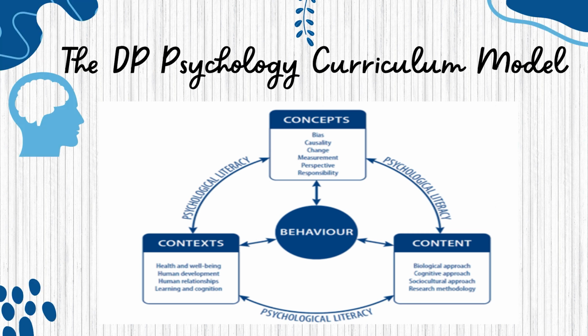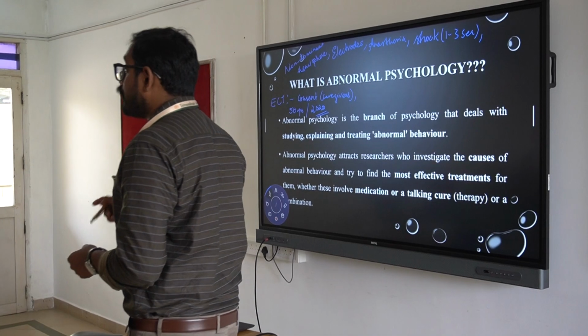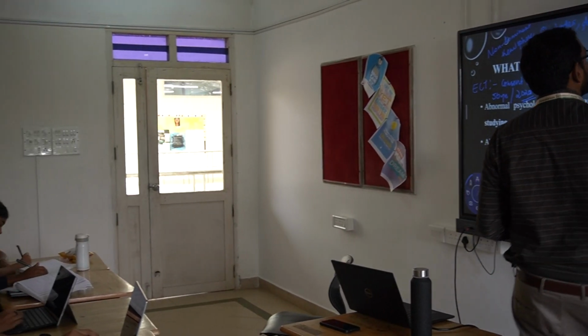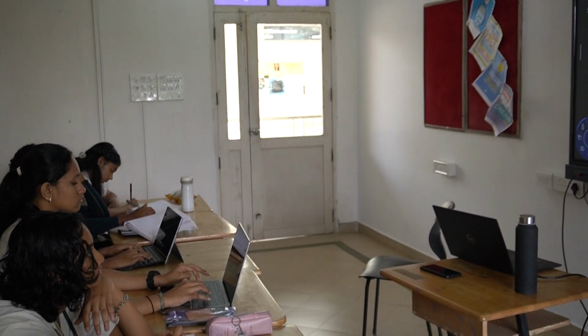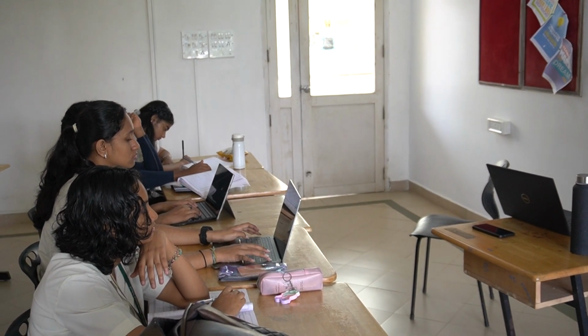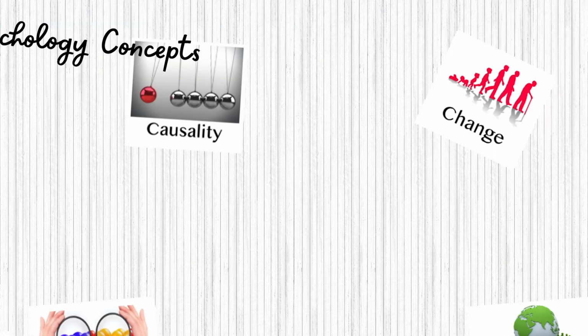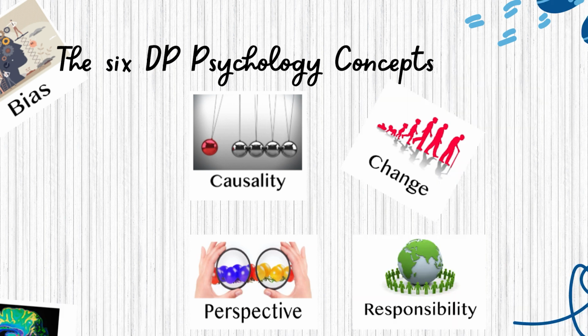The DP psychology curriculum has three pillars: concepts, content, and context. All students are required to study the four contexts or the areas of psychology: health and well-being, human development, human relationships, and learning and cognition. In each of the contexts, there is a required content. The content is both specific to the context and linked to the three approaches to explaining behavior: the cognitive, biological, and socio-cultural approaches. In addition, in all contexts, we discuss how psychologists conduct their research by studying research methodology. Finally, we apply concepts when thinking critically about psychological theories and research.